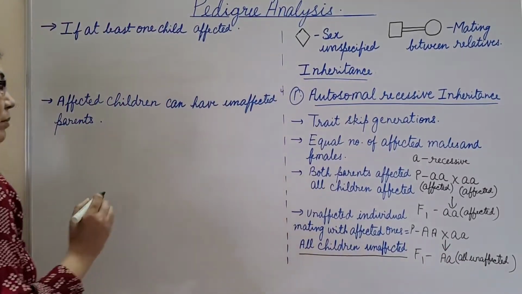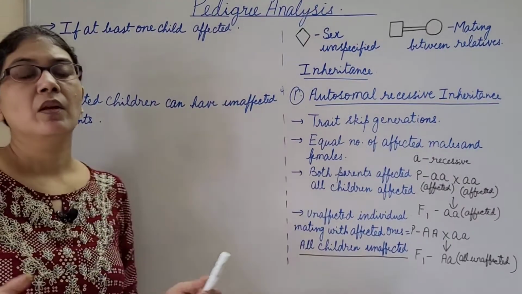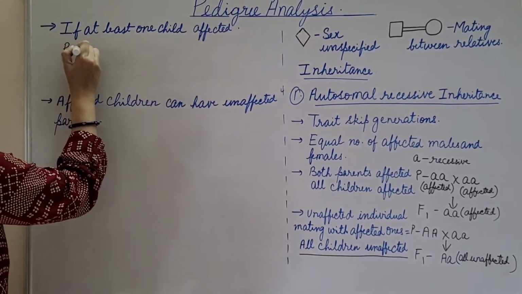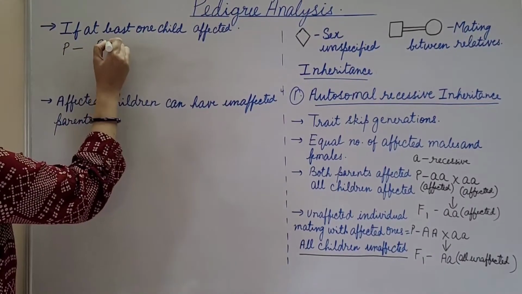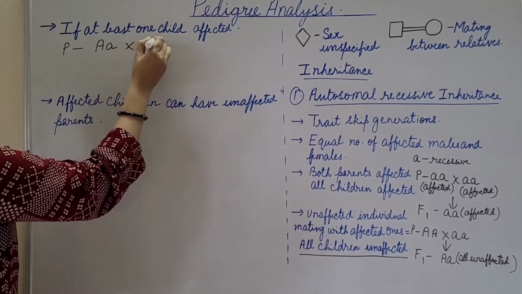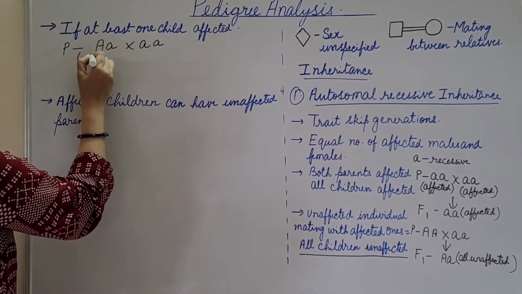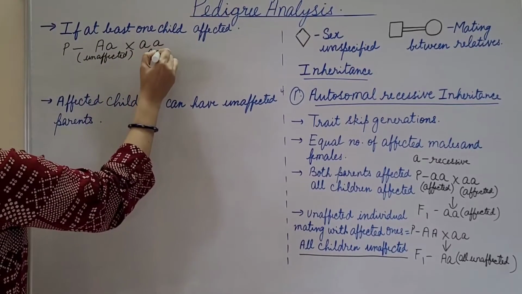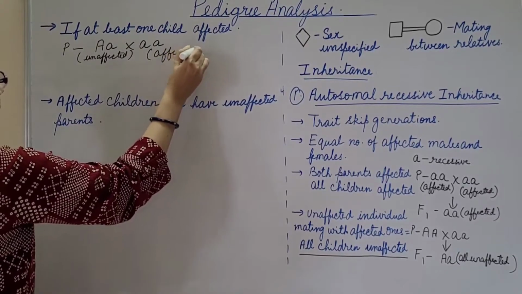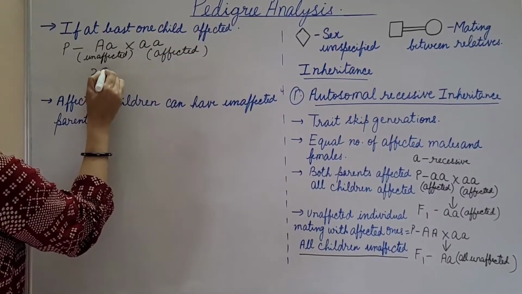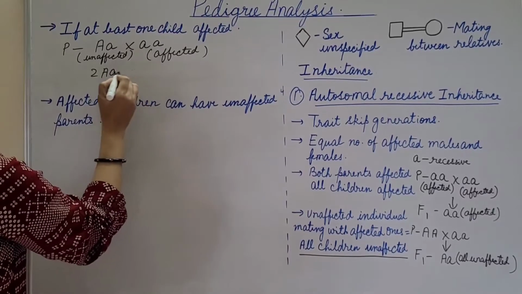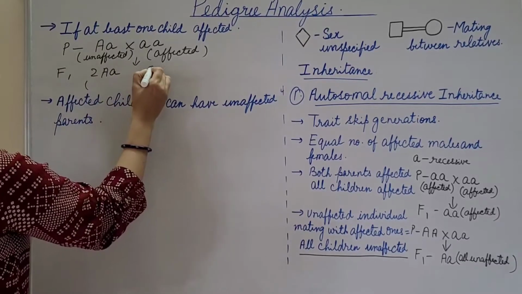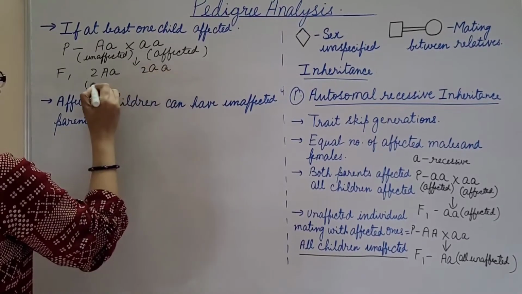But sometimes it happens that one of the children is affected. In that case, the unaffected individual is heterozygous and it mates with the affected one. This is unaffected, this is affected. In that case, we get half of the individuals unaffected but heterozygous, and half of the individuals affected.